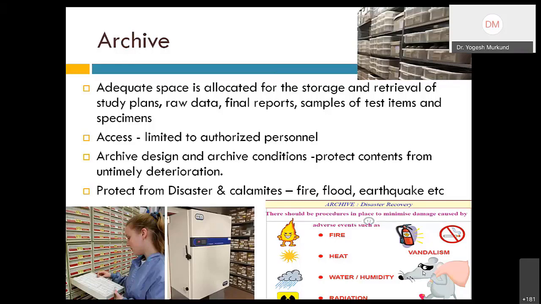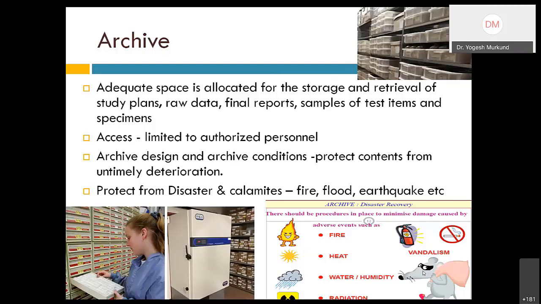And the specimens take a lot of storage again. For example, you need to store all tissue from the carcasses. You need to store all slides. You need to store all paraffin blocks. You need to store all other micronucleus slides.